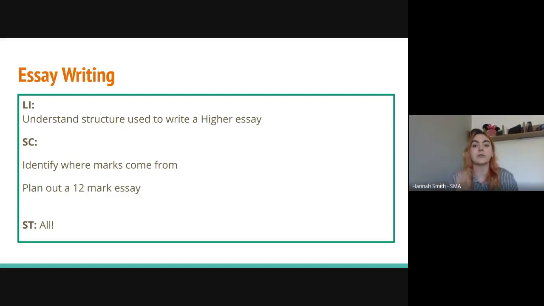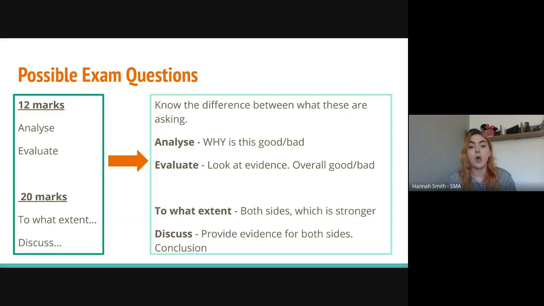This is very different from National Modern. So for those of you who didn't do National or haven't done it in a few years, please don't worry. It is a new skill for every single person in the class this year. It's really important we identify how we get the marks, and you're going to plan and hopefully write your first 12 mark essay.